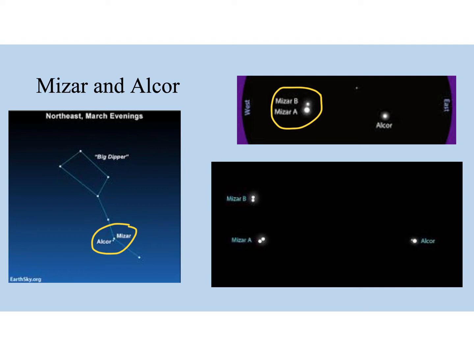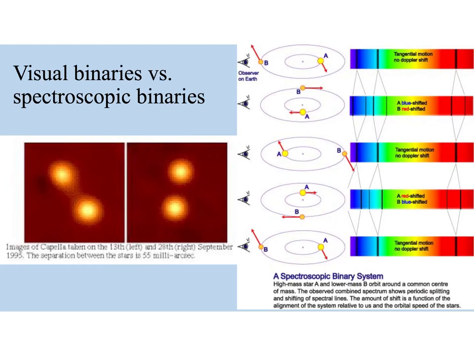However, Mizar A, Mizar B, and Alcor are all each binary stars. So what looks like two stars to the naked eye is actually 6 stars that orbit around each other. When a naked eye star can be determined to be 2 stars with a telescope, we call it a visual binary. The star Mizar is called a visual binary, meaning that you can split it into 2 when you look through a telescope.